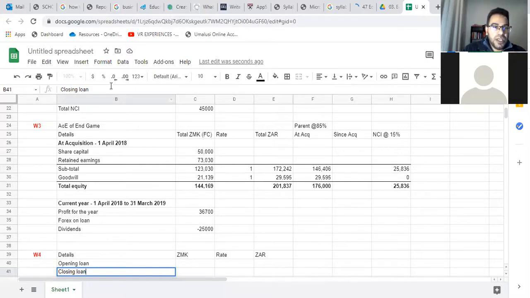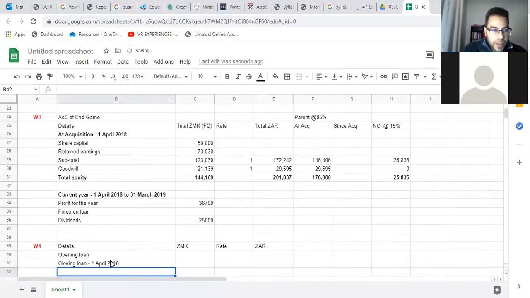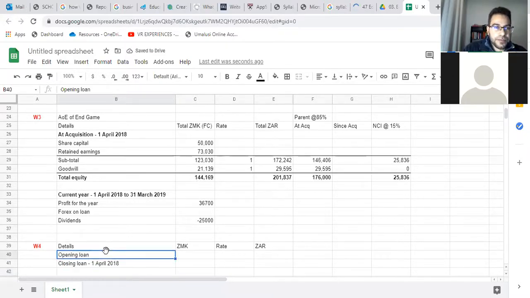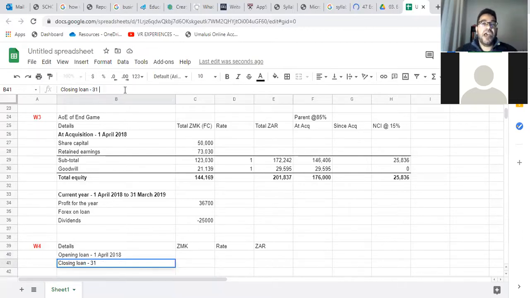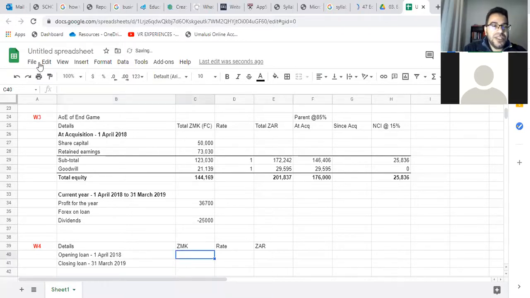The opening loan is, when I tell them which date, 1 April 2018. The closing loan is 31 March 2019. Okay, remember, we always do a foreign currency translation at year end, 31 March 2019.